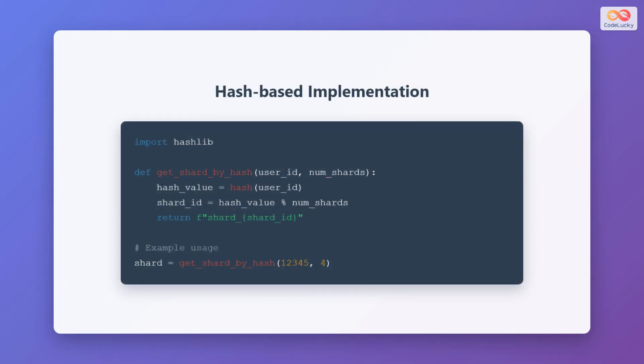Here's how to implement hash-based sharding. First, import the hash library. Next, define a function called getShardByHash, which accepts a user ID and the number of shards as inputs. The hash value is calculated using the hash function on the user ID. The shard ID is then determined by taking the hash value, modulus the number of shards. Finally, it returns the shard ID as a string. For example, calling this function with a user ID of 12,345 and 4 shards will determine the appropriate shard for that user.